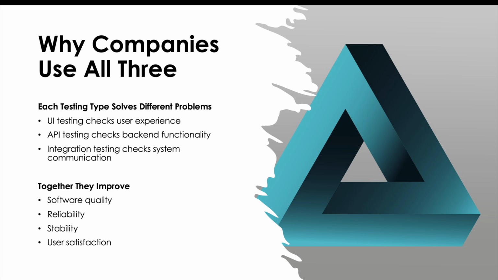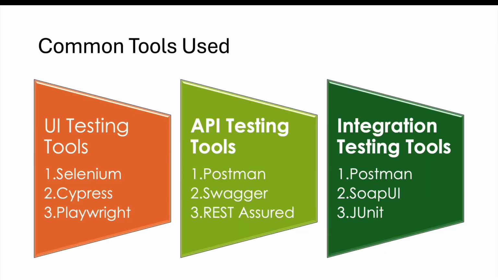Why do companies use all three? Each testing type solves different problems. UI testing checks user experience. API testing checks backend functionality. Integration testing checks system communication. Together, they improve software quality, reliability, stability, and user satisfaction.